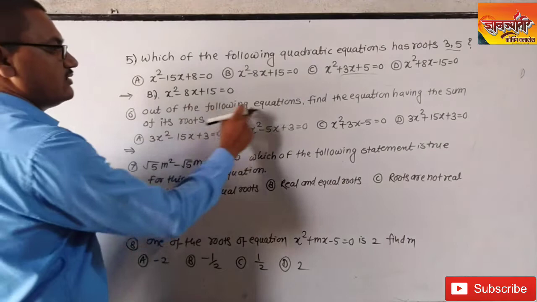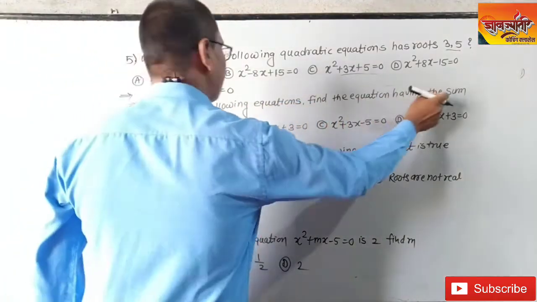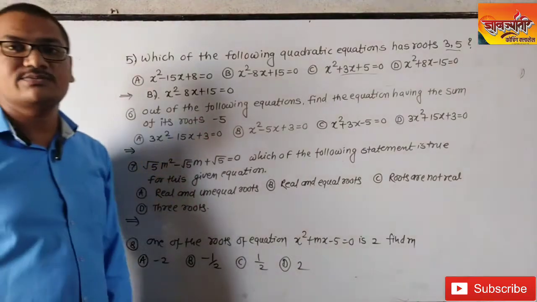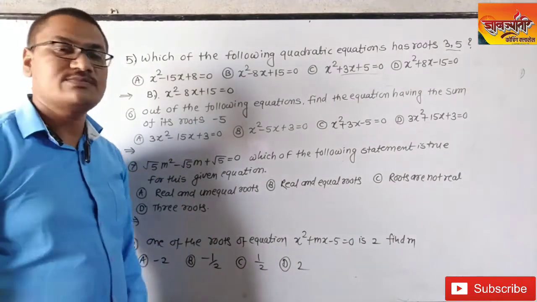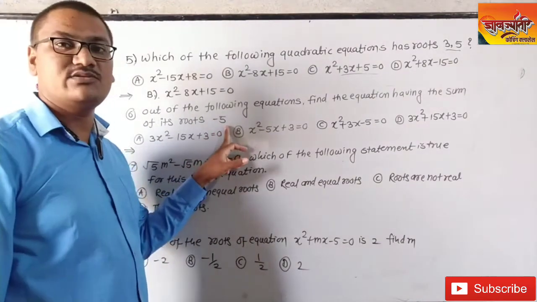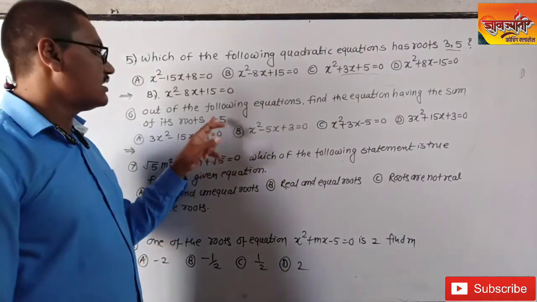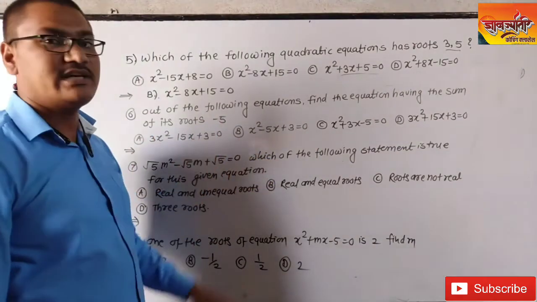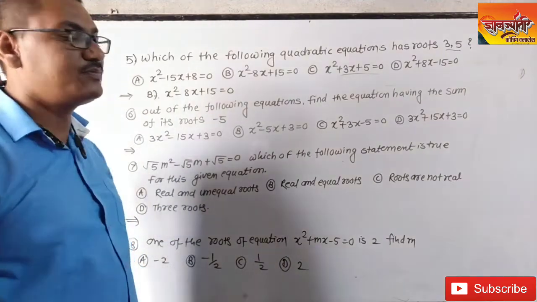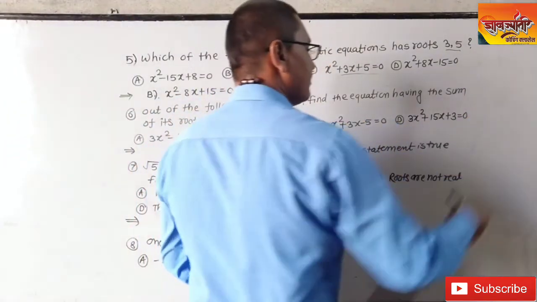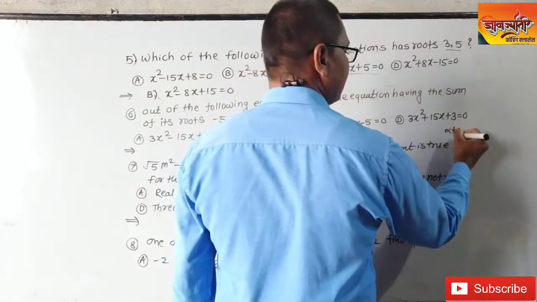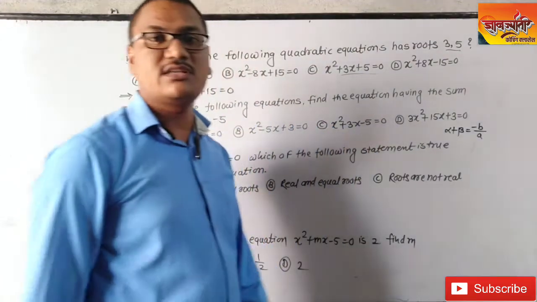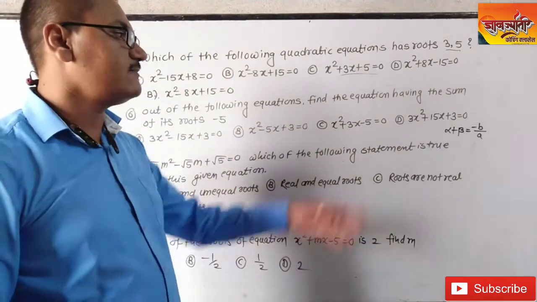Out of the following equations, find the equation having the sum of its roots as minus 5. Sum of roots is minus 5 means alpha plus beta is equal to minus 5. In all these equations, how do we determine alpha plus beta? You can take the basic formula, alpha plus beta is equal to minus b upon a, and use this formula to determine the correct option.